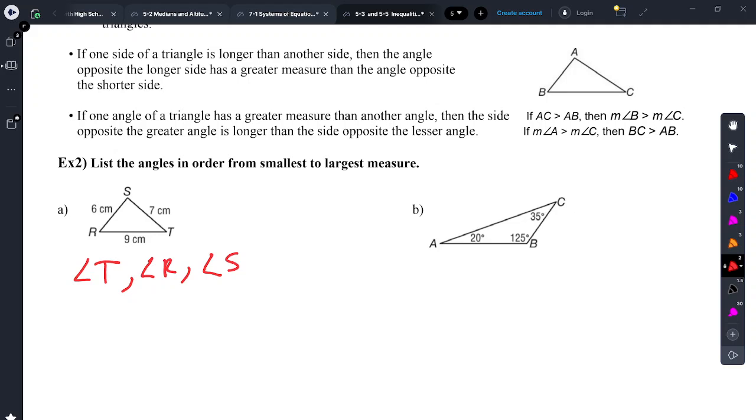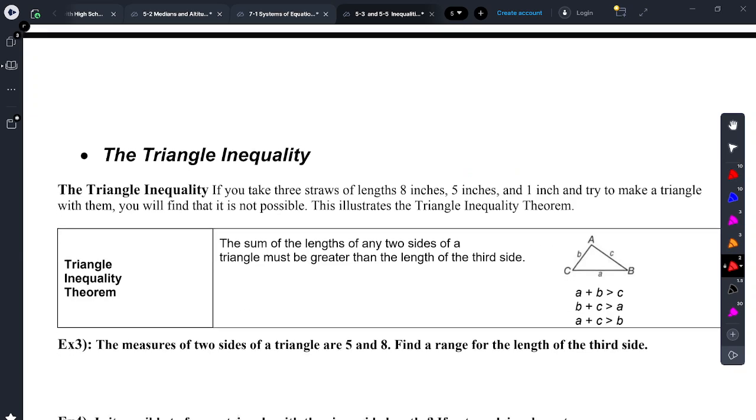All right. What about the angles? If the smallest angle is 20, then what's the smallest side? BC. And then 35 would be AB. And then AC. Pretty simple. Yeah? All right. Easy? All right.